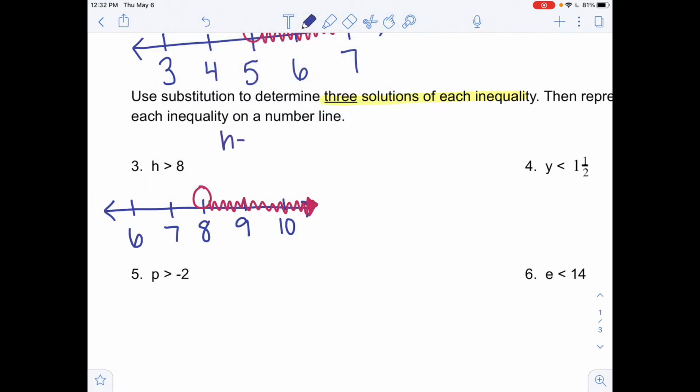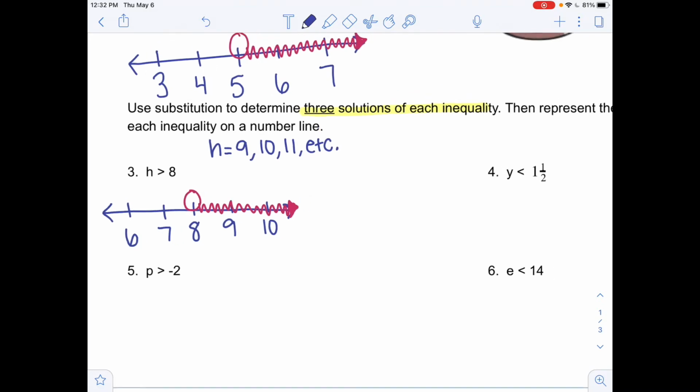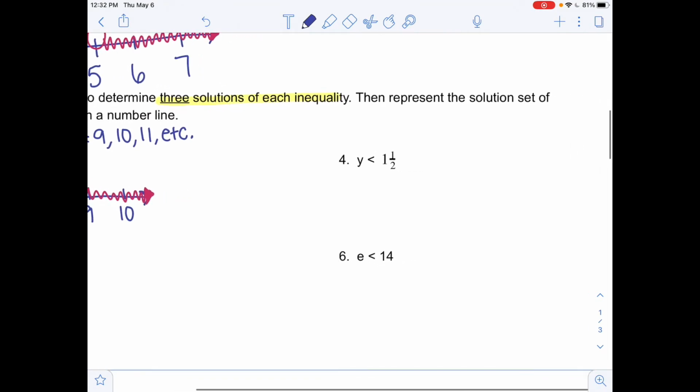So h could be 9, h could be 10, h could be 11. Any numbers greater than 8 would be possible solutions. And that's all I put for number 3. With problem number 4, same thing.